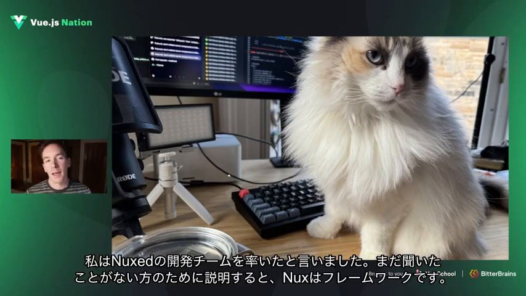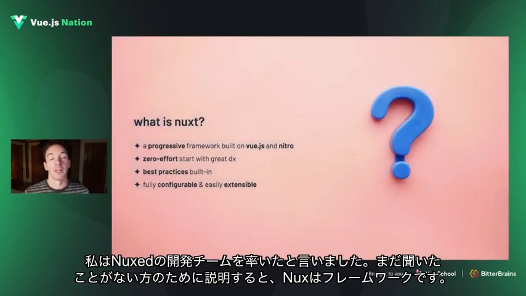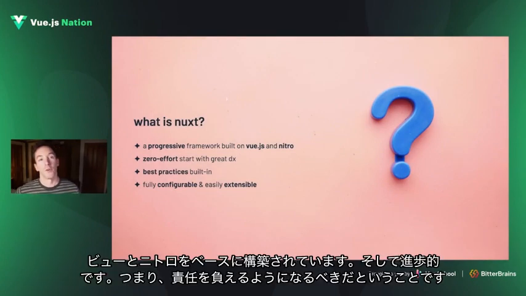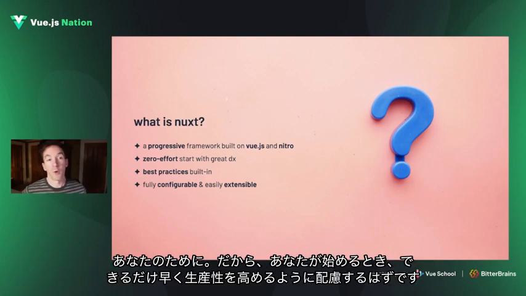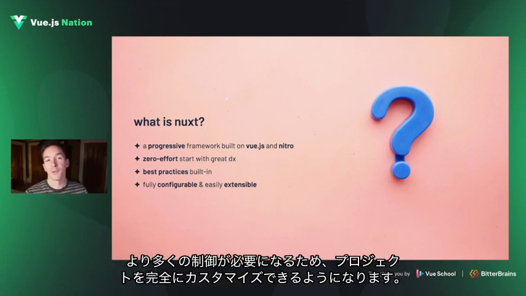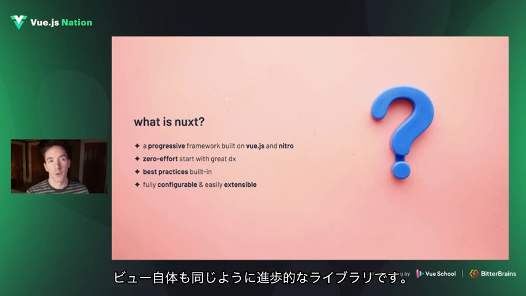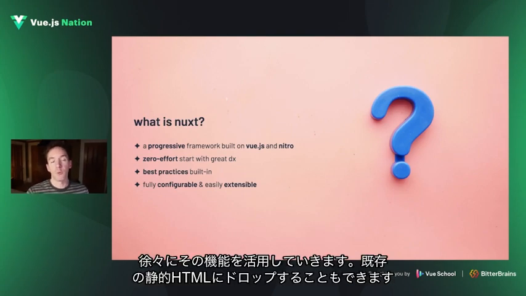And I mentioned that I lead the team building Nuxt. If you haven't come across it, Nuxt is a framework built on Vue and Nitro. And it's progressive. So the idea is it should be able to be in charge for you. So when you start out, it should take care of making you productive as quickly as possible. As you need to take up more control, it should give you full ability to customize your project. So Vue itself is a progressive library in the same kind of way, in that you can adopt it and gradually use more and more of its capabilities.